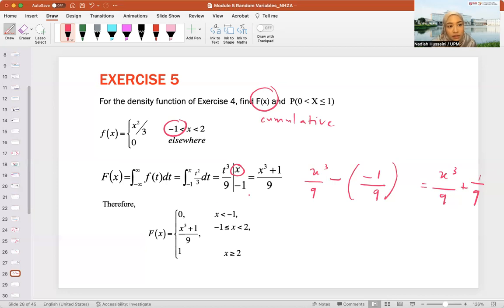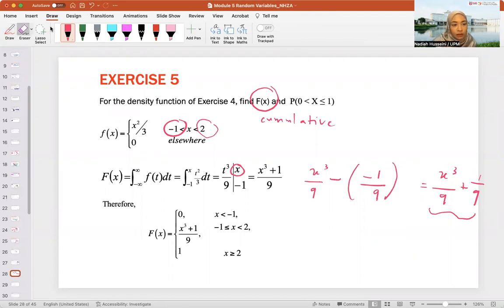Therefore, you still have the 3 intervals, even though you skipped a few steps. Anything that is less than the lower boundary of your function over here is going to be 0. Anything that is greater than your upper boundary is equal to 1, because it is the total, right? And anything between your interval where your function exists is this expression. This is your cumulative distribution function.